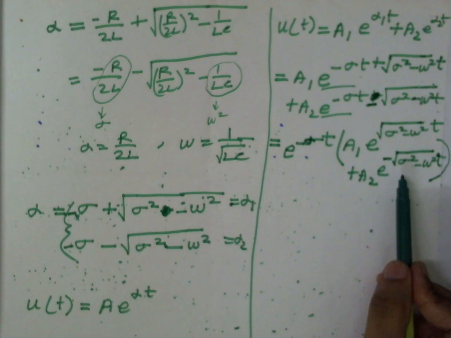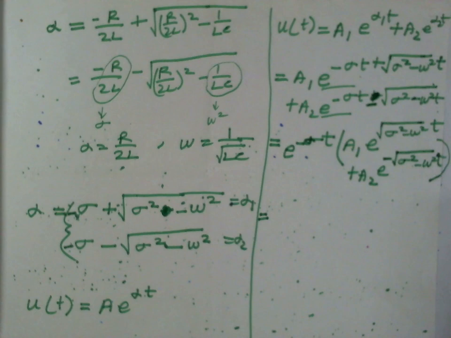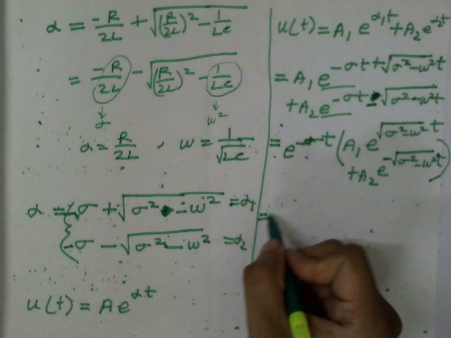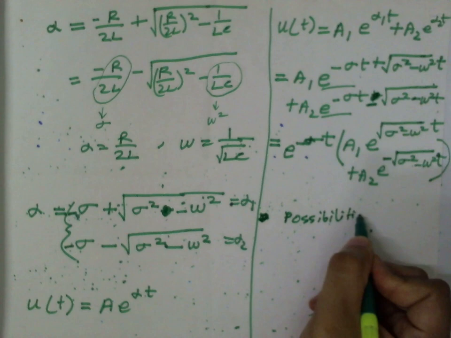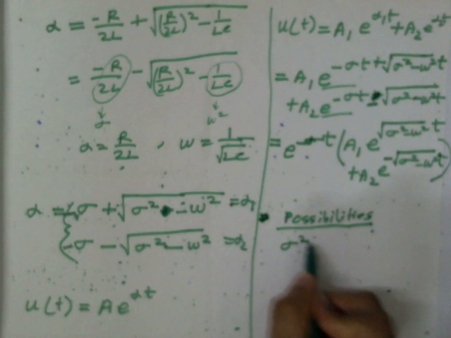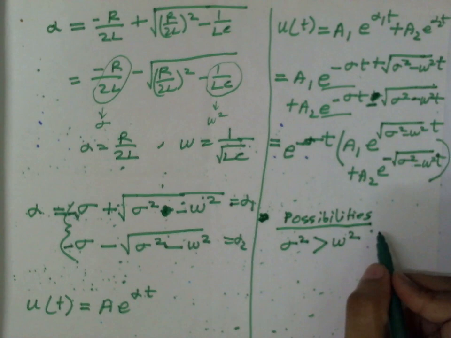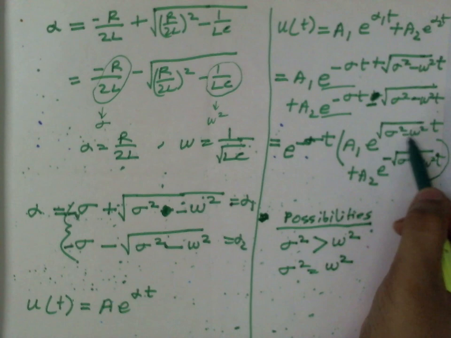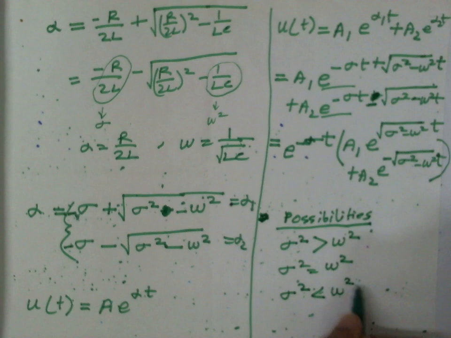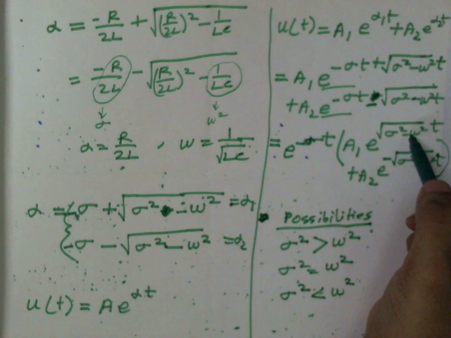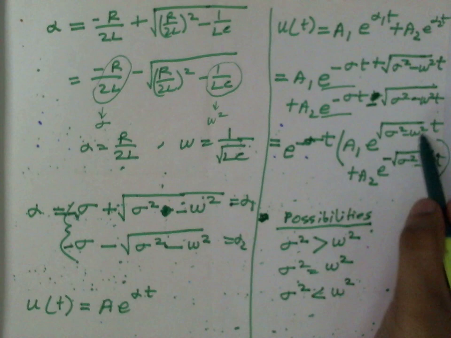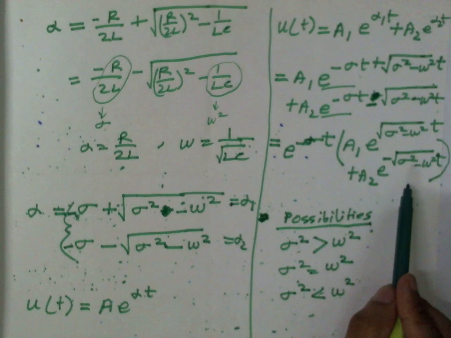Now there are different possibilities. The possibilities are that sigma square is greater than omega square, in which case the thing under the root will be positive and this quantity will be a real number. The possibility that sigma square equal to omega square, in which case this will be zero, and the other possibility is sigma square less than omega square, in which case this will be an imaginary number, because under the root we have a negative number. So depending on these different possibilities, the shape of this waveform will change, and that's what we will look at next.